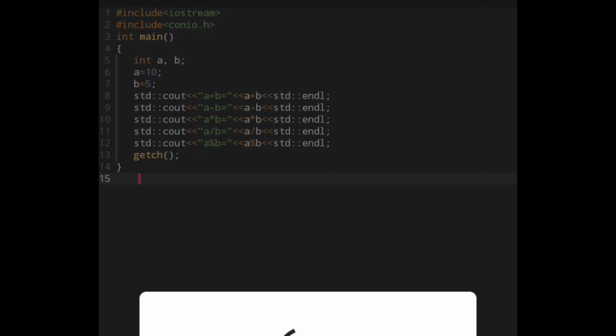So yes, now I'm going to compile it. After compiling, you can see the output result.